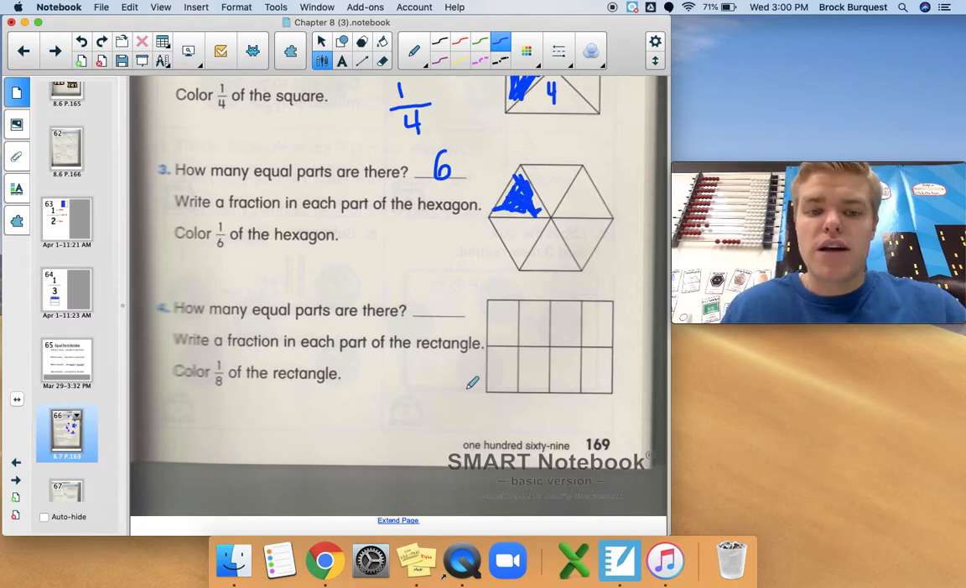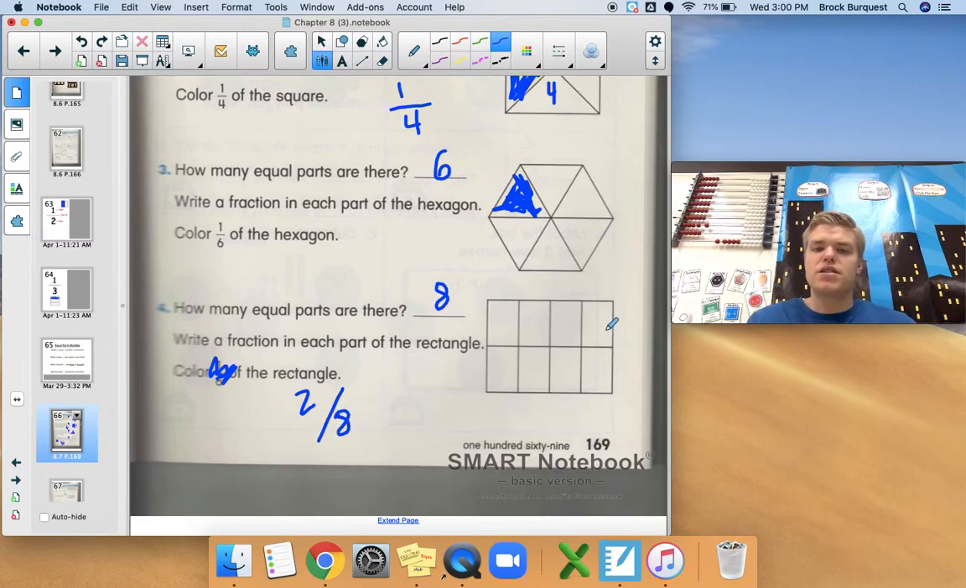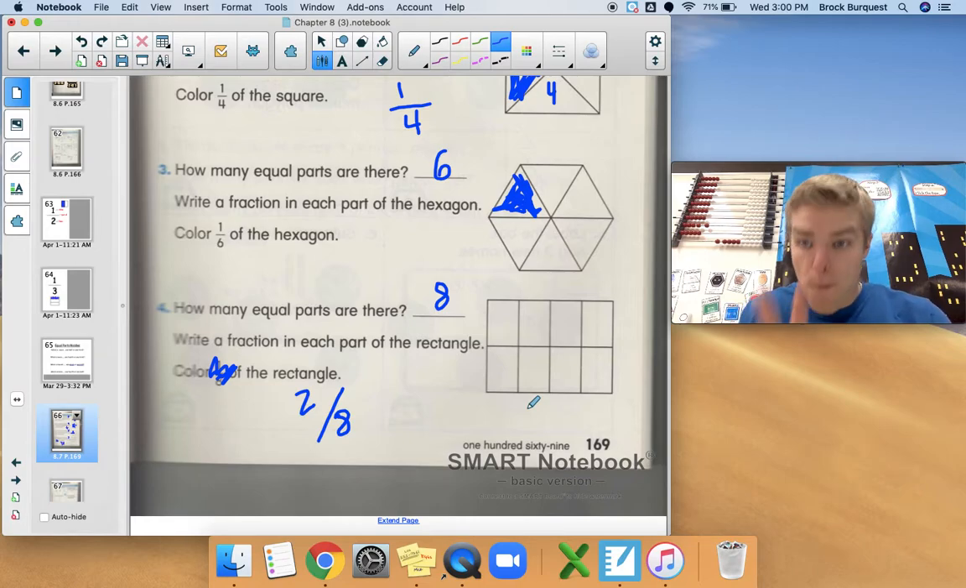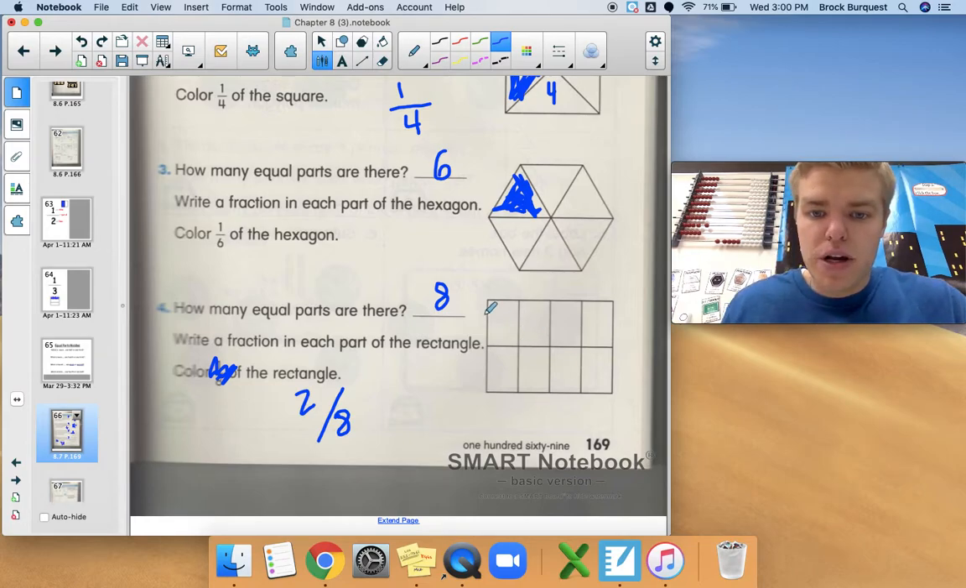Okay, let's look at our last one. How many equal parts are there in this whole? 1, 2, 8. Right, there's 8. All right, 8 right here. And instead of coloring 1/8 this time, I'm going to color 2/8. So how many of those 8 boxes should I color? 2, right. I'm going to color 1, 2.